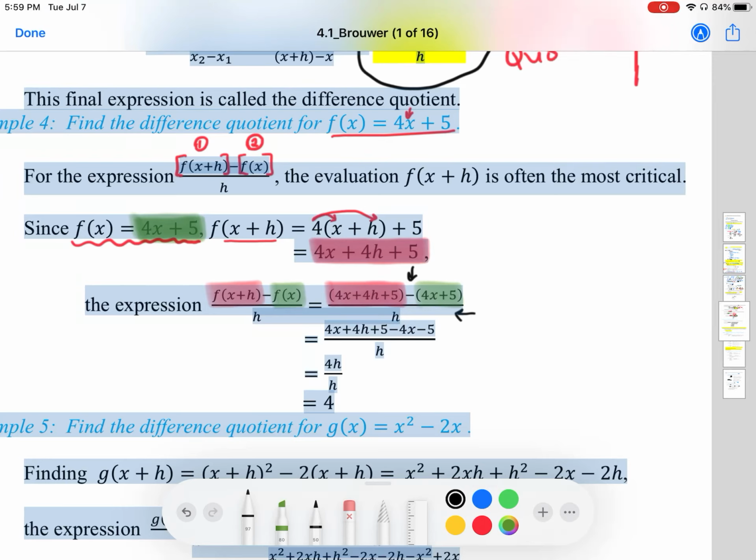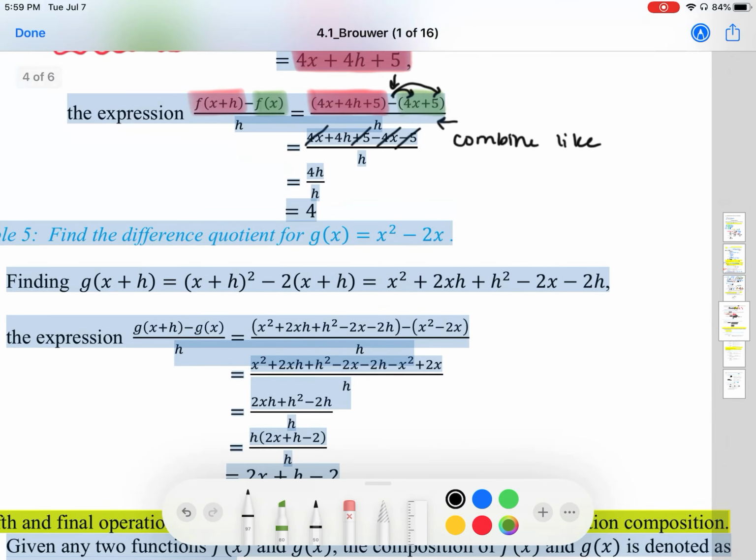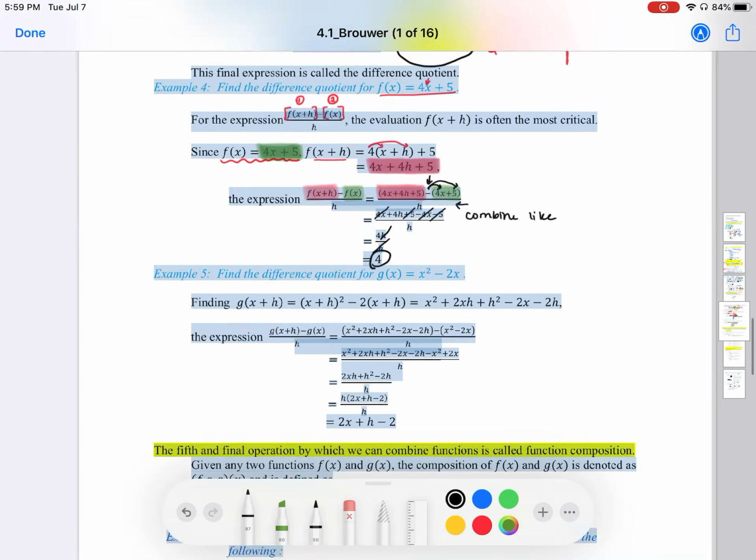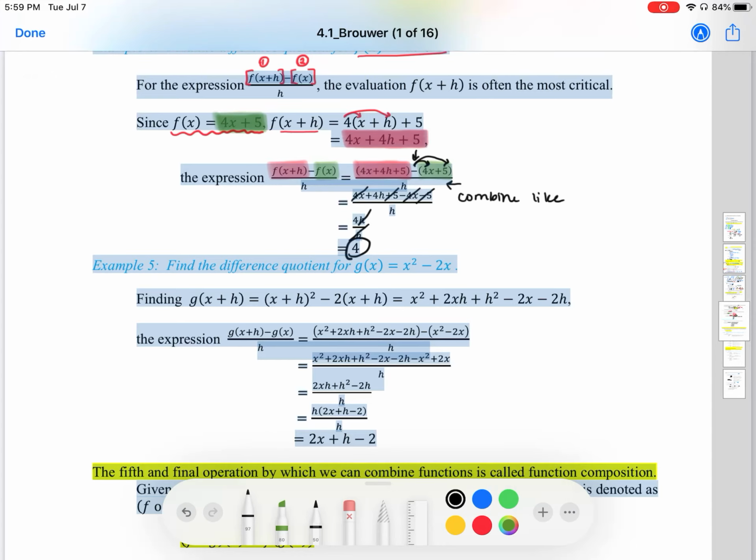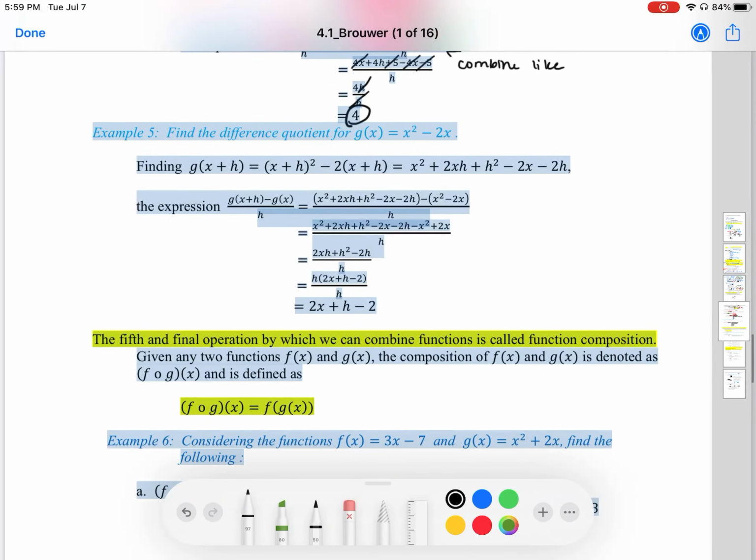Okay, from there we simplify. Usually that involves distributing the negative. From there we combine like terms. Usually what you'll see is that stuff cancels out to make 0. So we see that 4x minus 4x is 0, 5 minus 5 is 0, and we're just left with 4h over h. Usually these h's will end up dividing to make 1, so we're left with something else. But usually you have some factoring to do to get a simplified answer. Example 5 is more tricky. I'll leave this for you to try.